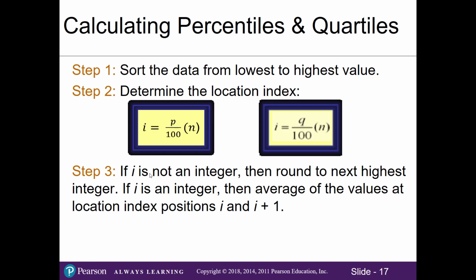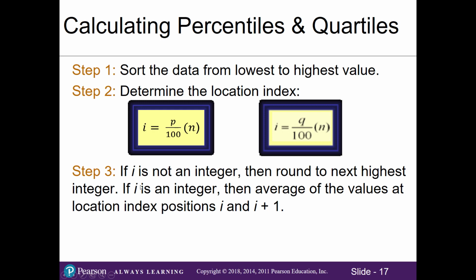So to calculate percentiles and quartiles, we again want to sort our data from lowest to highest, and then we have to use our location index. This should sound familiar because it's similar to what we did with the median. So here we've got our I, where whatever percentile we're interested in finding is divided by 100, and then we multiply by our sample size. Similarly with quartiles, our Q, whatever our quartile is, first, second, or third, and what that means, 25, 50, or 75, is plugged here on top and then multiplied by our sample size.